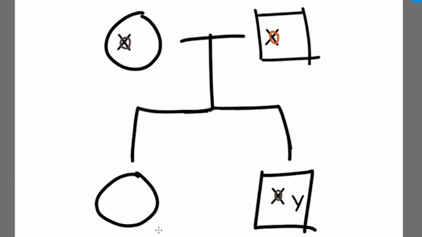But the circle kids get an X from both. Let me put these back. Circle kid gets an X from both. And that can be either X, it doesn't matter. So their genotype is just the normal 2-letter set, one from either parent.